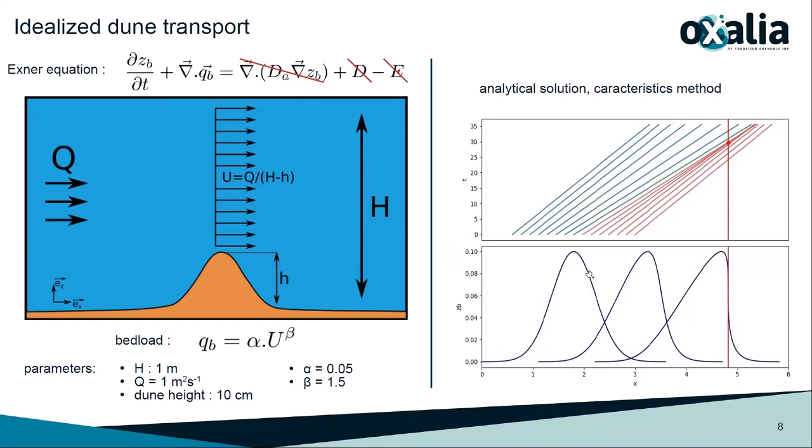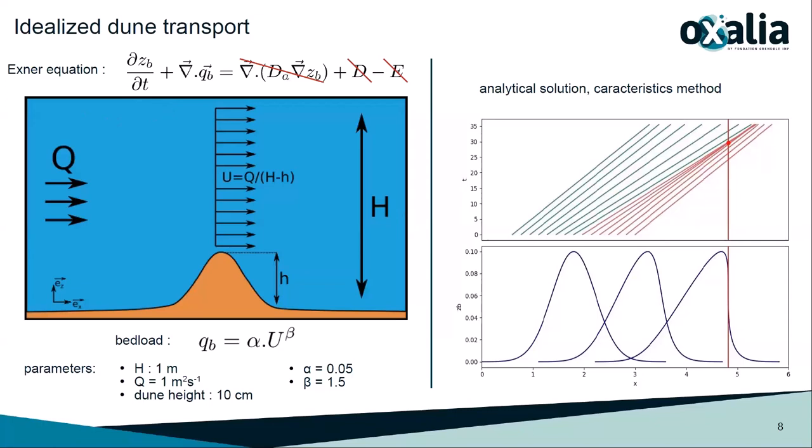So here I represent one Gaussian dune, which is being transported to the right by the Exner equation. And on this graph, you have the characteristic lines. So in green, it corresponds to characteristic lines which spread. And in red, they intersect at some points. And when they intersect, we have a shock. At this time, which is called the breaking time, it corresponds to when the slope of the dune gets vertical, and it's a shock situation. And after that, we don't have any more a solution for the equation.